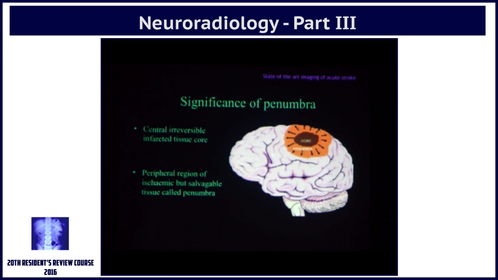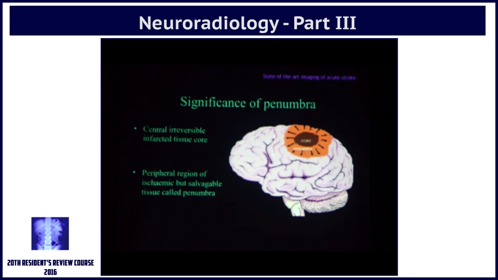The size of the penumbra is inversely proportional to the delay in providing recanalization. That means that if the stroke occurs at 9 o'clock in the morning, there will be a big penumbra at 10, a smaller one at 11, a smaller one at 12, and the penumbra will disappear at 1 o'clock. So the more the reperfusion therapy is delayed, the smaller the penumbra becomes.